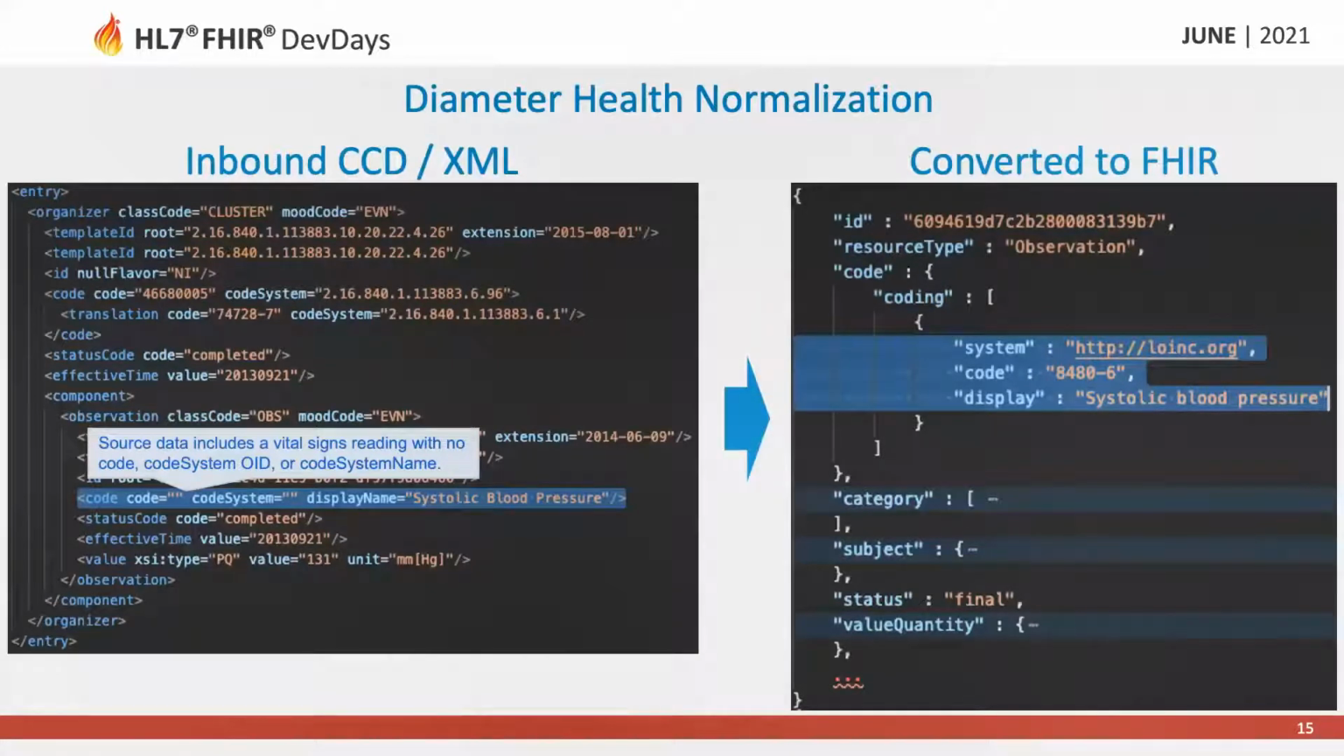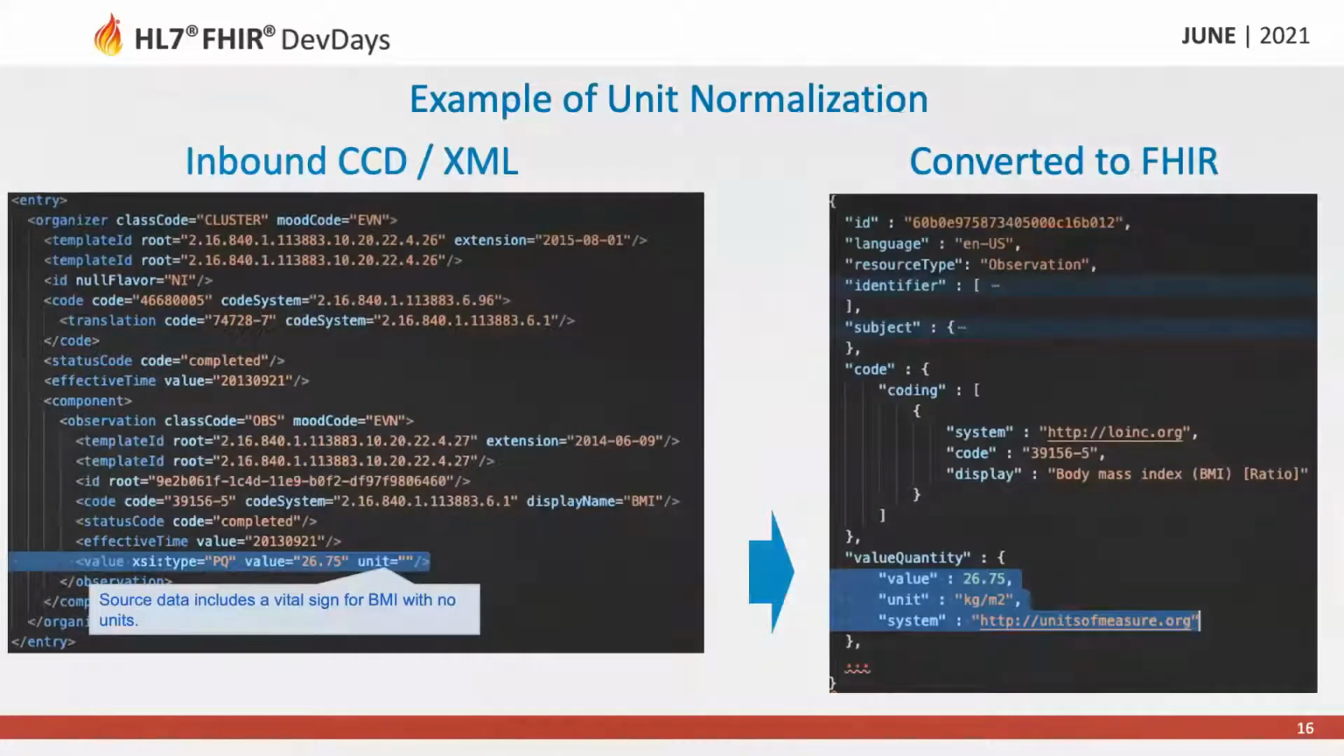Diameter Health correctly identifies that this should be in LOINC and puts the correct code and code system in the resulting FHIR resource. Just quickly, here is another example where the CCD came in with no units for a BMI. Diameter Health knows what the standard units are for BMI, and so it fills it in the resulting FHIR resource.